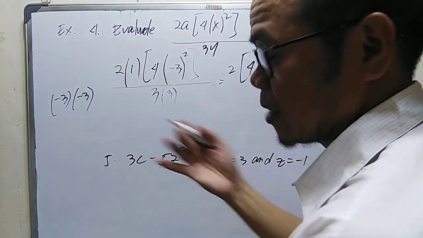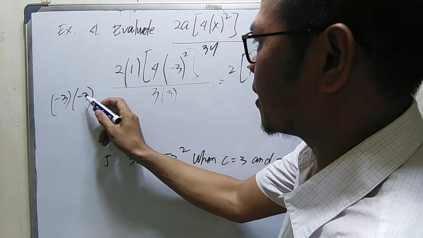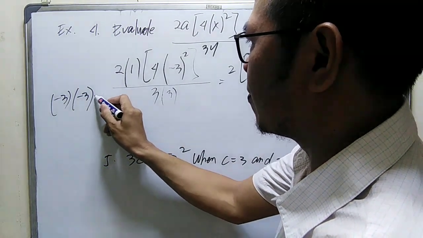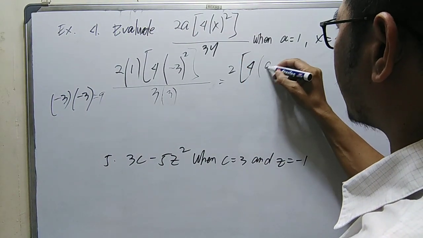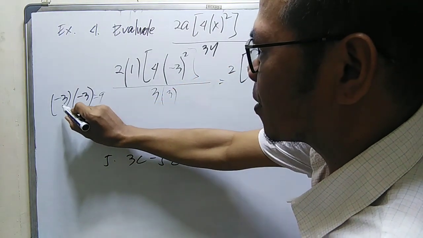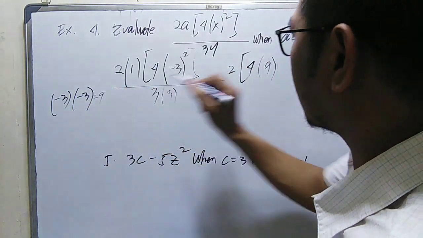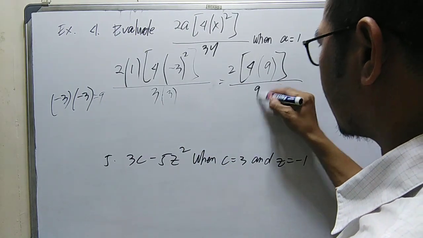Okay? By itself. Multiply by itself. So, negative 3 times negative 3, that is positive 9. Wala na talaga. Okay, that is positive 9. Lagay natin dito, positive 9. Wala nang squared, ha? Kasi ginamit na natin si squared dito. Negative 3 times negative 3. Okay? So, divided by 3 times 3, 9.